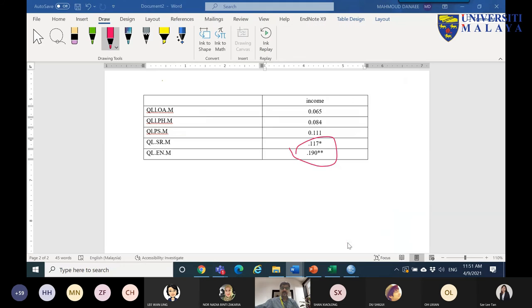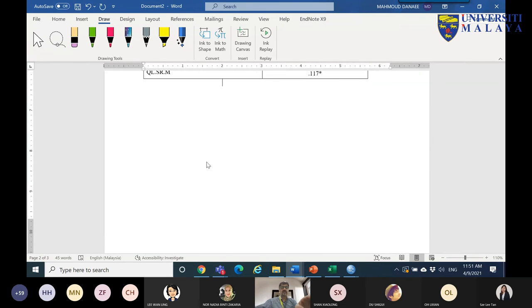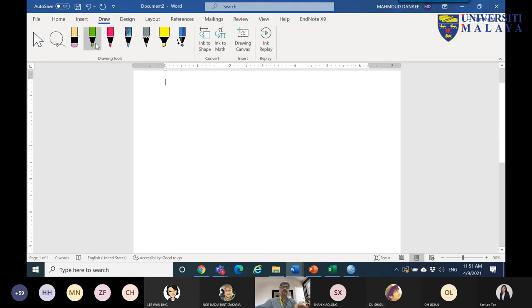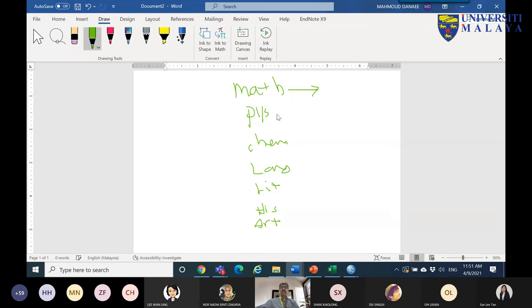In high school, this is another example that I always use when I'm teaching factor analysis. Suppose in a school we have several courses, for example math, physics, chemistry, language, English, literature, history, art, and many other courses, right? Analyzing the data individually takes a long time. So suppose that you want to analyze the math score, physics score, chemistry score, geography score, language, literature, and so on.